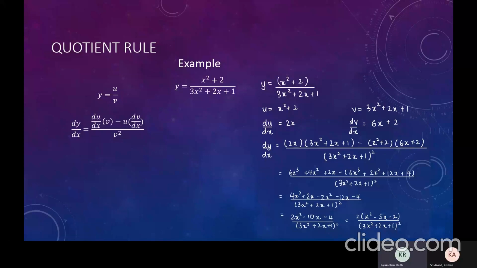And after simplifying this, depending on how the question asks you to, you can get a final answer of 2 times (x squared minus 5x minus 2) over (3x squared plus 2x plus 1), the whole thing squared.